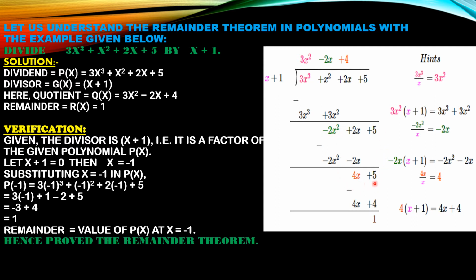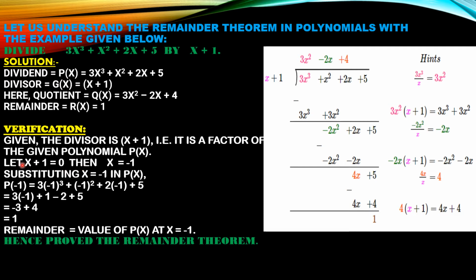Now 4x plus 5. So 4x when divided by x gives 4. So the last term of our quotient is 4. 4 into x plus 1 will be 4x plus 4. And in this way, after subtracting, the remainder is 1. Let us check by using the remainder theorem also.